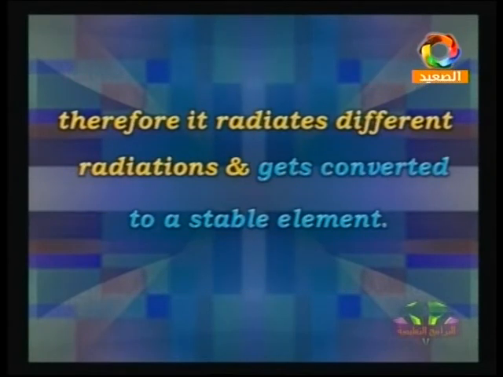Therefore, it radiates different types of radiations and gets converted into a stable element. Uranium, thorium, plutonium and many other elements are called radioactive elements. They emit different radiations and get converted to stable elements.